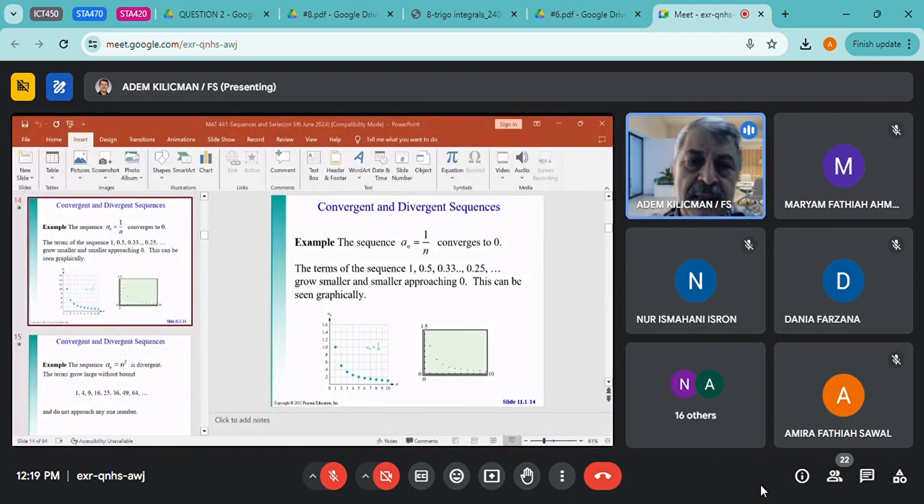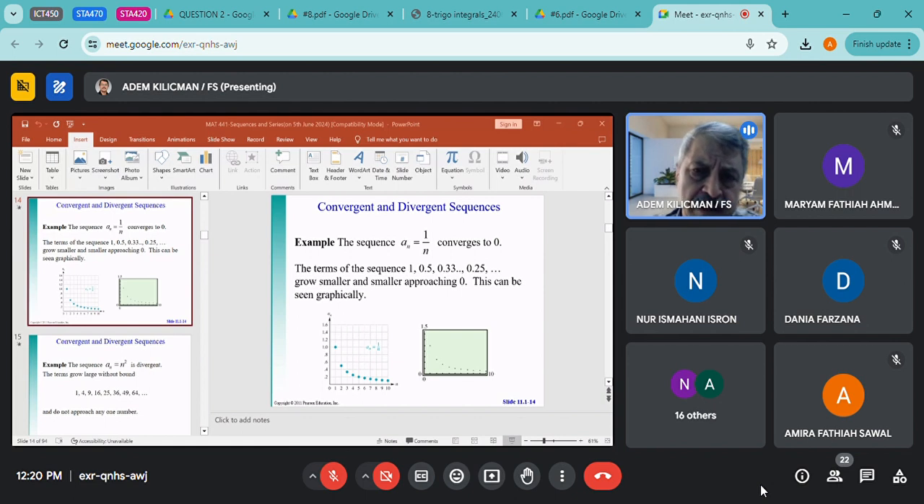Then once again, I will say, when n is getting larger and larger, tends to infinity, the value of a_n is getting smaller and smaller to 0. Okay, this is the convergence concept of this sequence.